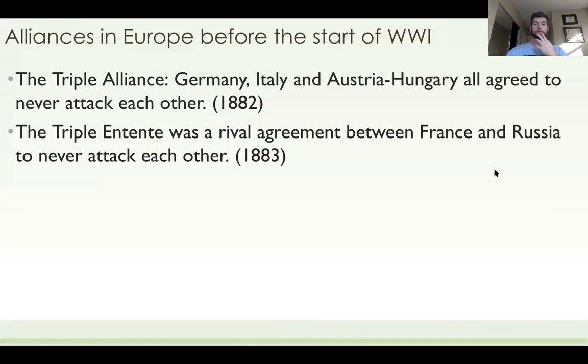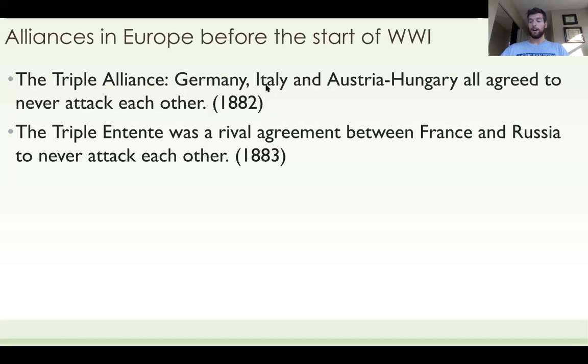So early on, there are some alliances that are important to know about in Europe before the start of the war, just general relationships that have occurred over time. In the late 1800s, you see two alliances. Germany, Italy, Austria, and Hungary were a part of the Triple Alliance, and they agreed to never attack each other. This came about in 1882.